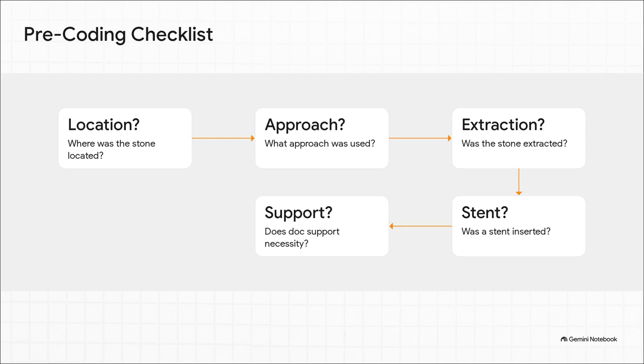1. Where exactly was the stone located? 2. What specific approach was used? ESWL, URS, or PCNL? 3. How was the stone treated? Was it just fragmented, or was it fragmented and extracted? 4. Was a ureteral stent inserted? And 5. Does the operative documentation fully support medical necessity for the procedures performed? Print this out, stick it on your monitor, and make it your daily shield.